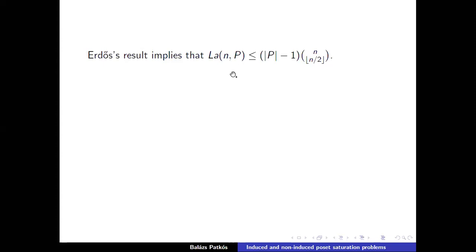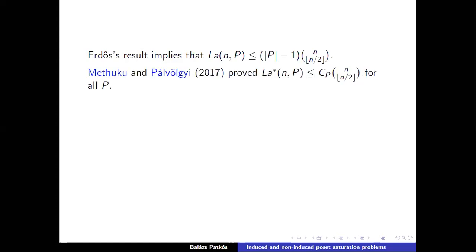But this is not an immediate consequence of Erdős's result or of any other result for the star, for the induced version. So this was just recently proved by Abhishek Metuku and Dimitar Pavlogyi that the same order of magnitude is true. So the induced extremal function is also in the order of magnitude of n choose n half, no matter what the forbidden poset P is. Of course, the constant depends on P.